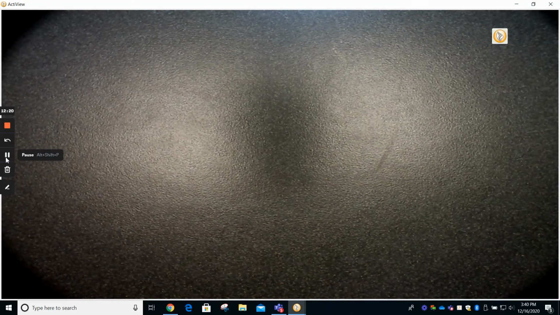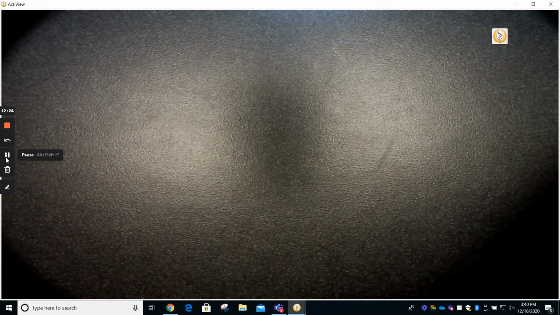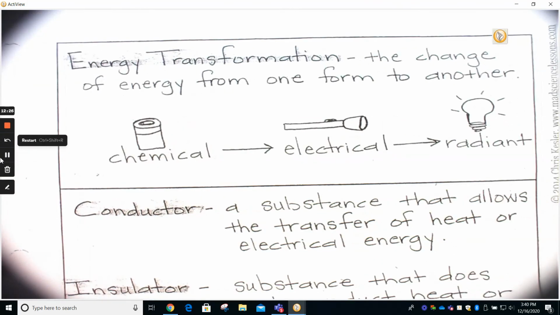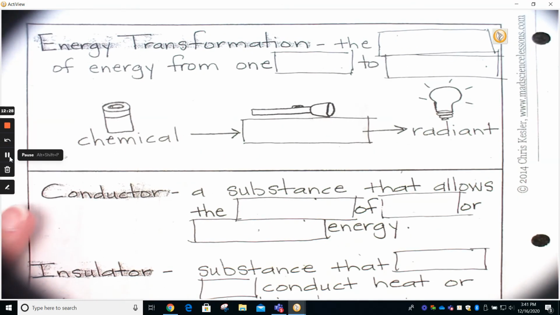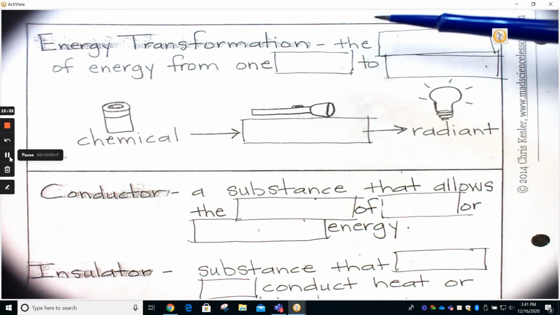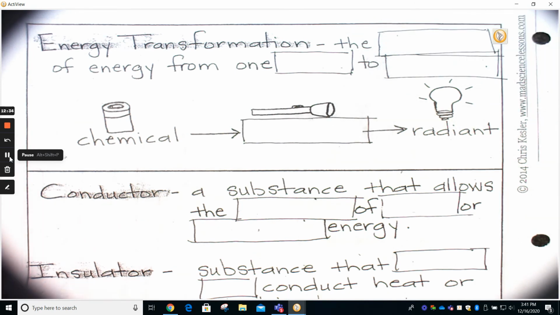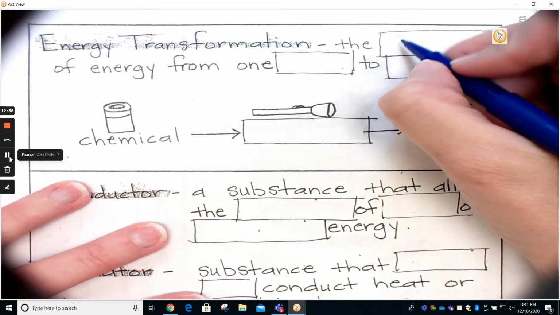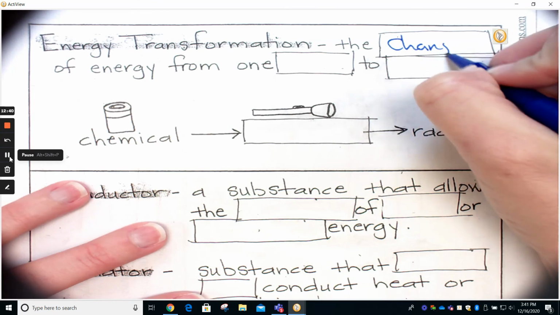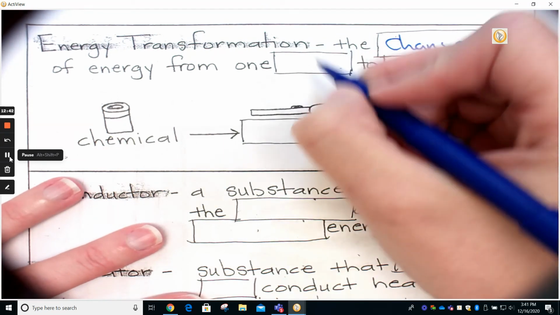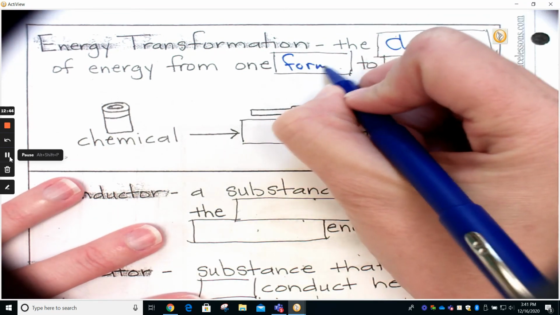All right. We got 3 more things we're going to talk about. The first one is energy transformation. Okay, so I got a different piece of paper, so I don't have to kind of write quite as much, but y'all can still see all the awesomeness, okay? So an energy transformation is the change from one form to another.